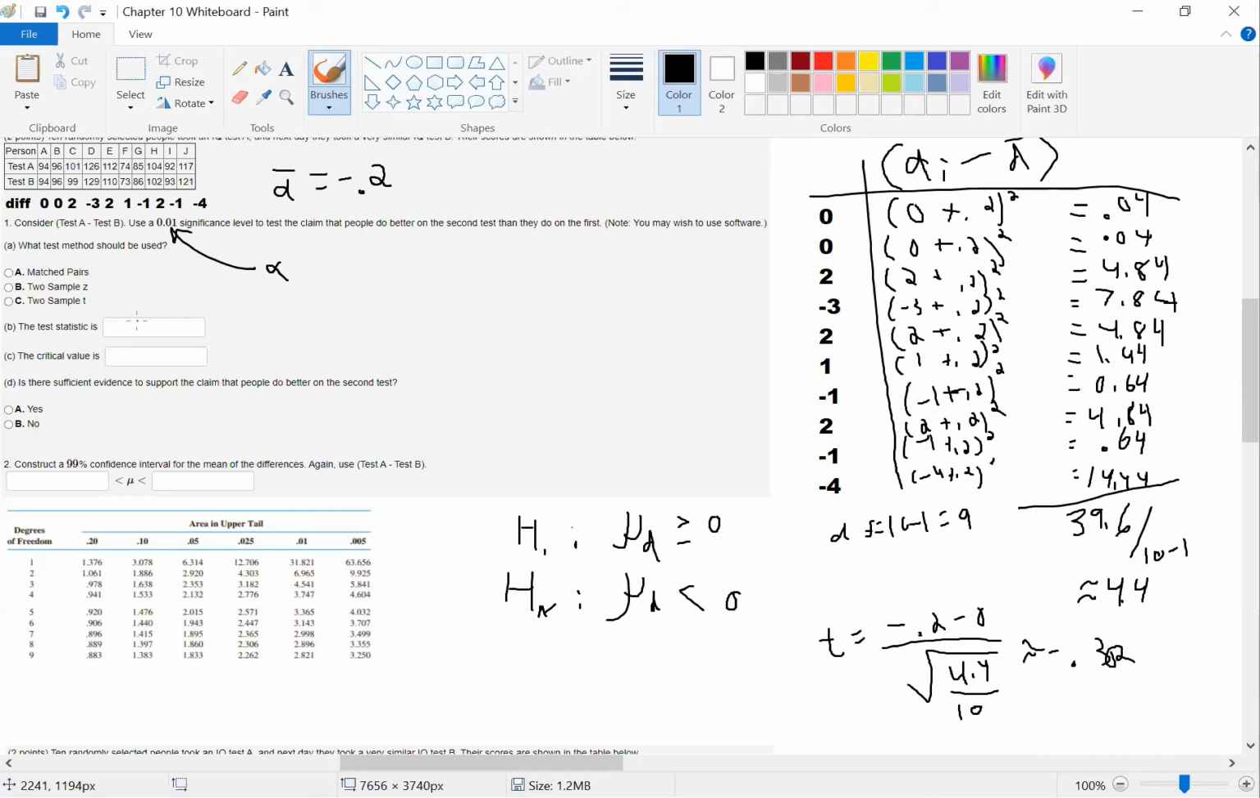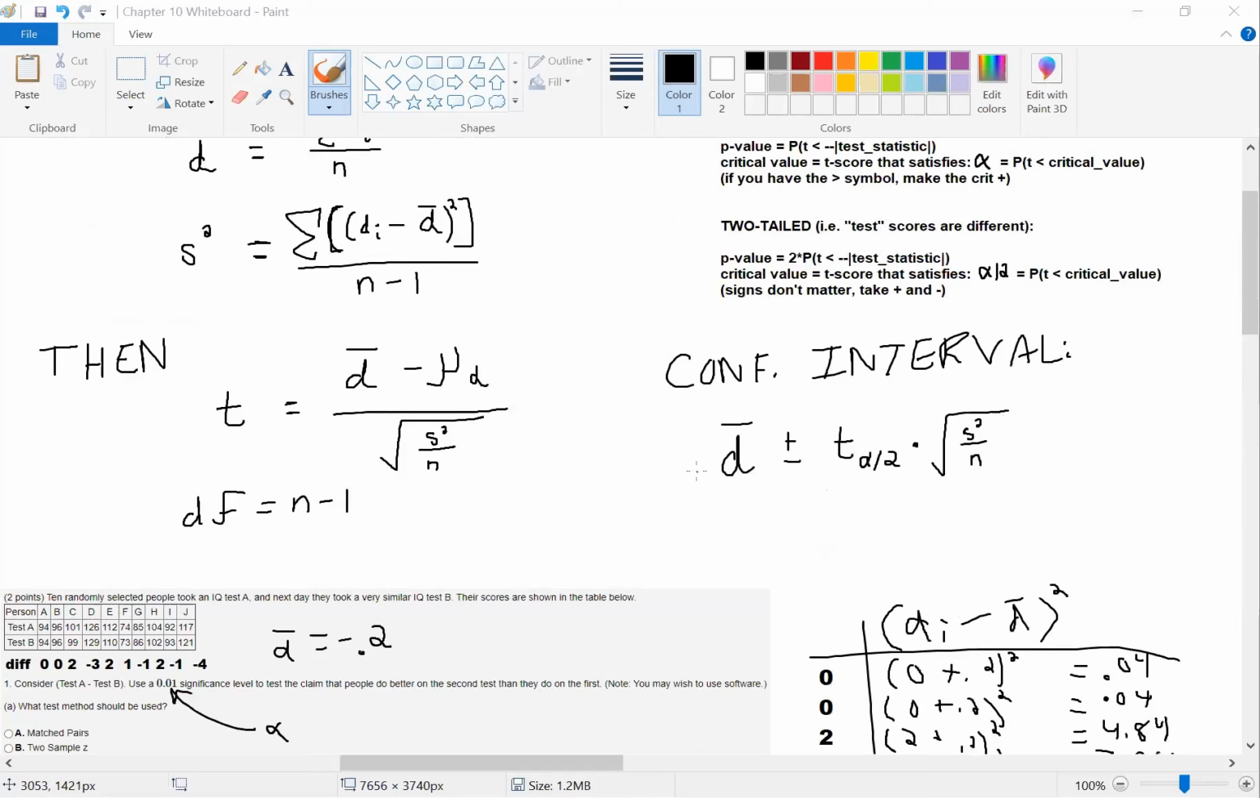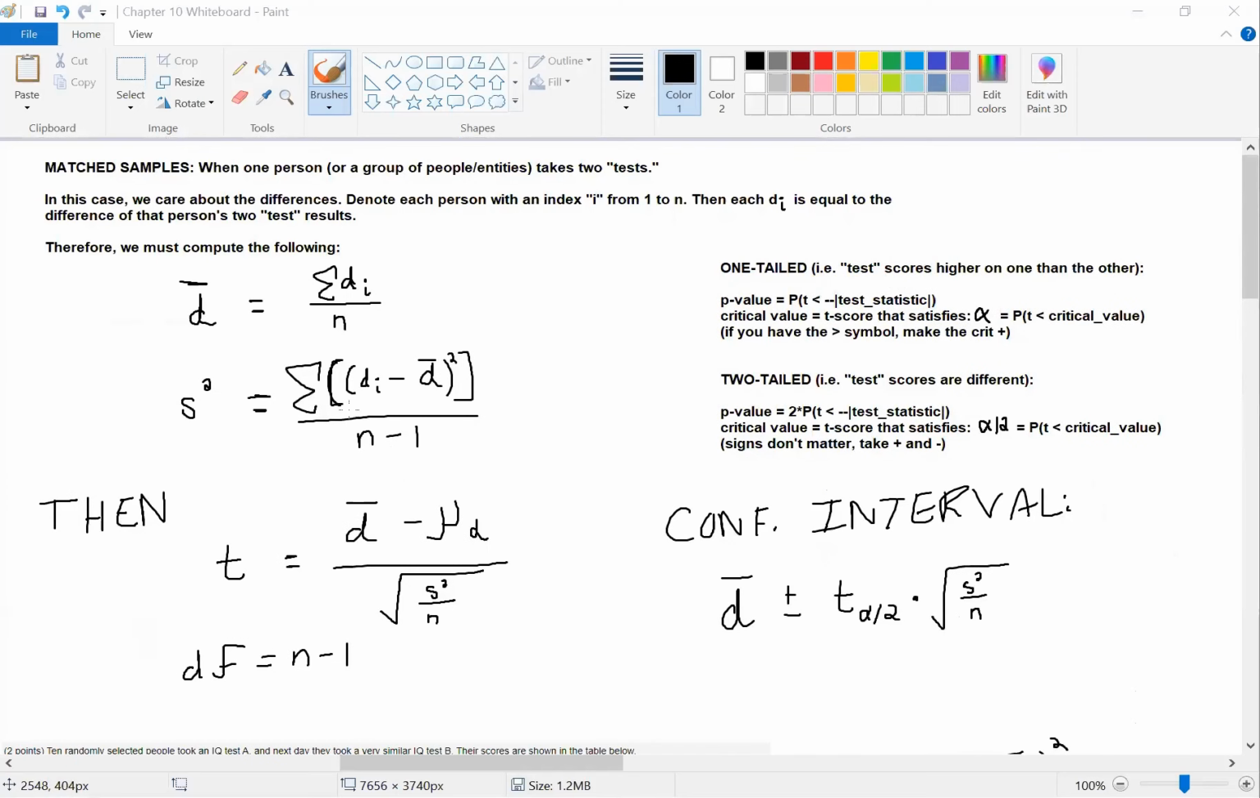Now, our critical value, this is one-tailed, so we're just looking for 0.01. Because the 4.4 is already squared. You recall this 4.4 is s squared. So that's the variance. We don't need to square it again because this is s squared and it comes down into there.